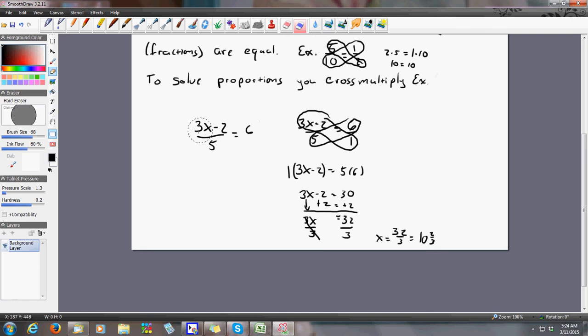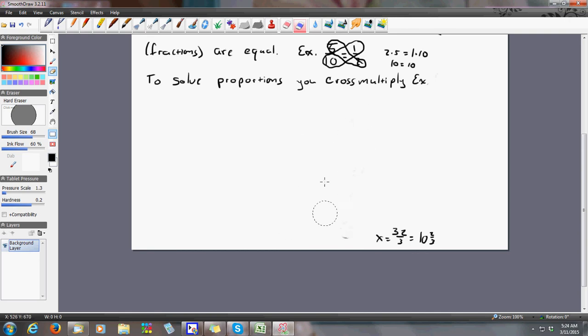I'm going to erase this one here. As always, if you're a little confused, you're copying down the example and I go too fast, just pause the video and rewind. Let's say I have something like this. I'm going to do another one. So I have 2x minus 3 over 4 equals 2/5. Well, I'm going to rewrite my question: 2x minus 3 over 4 equals 2/5.